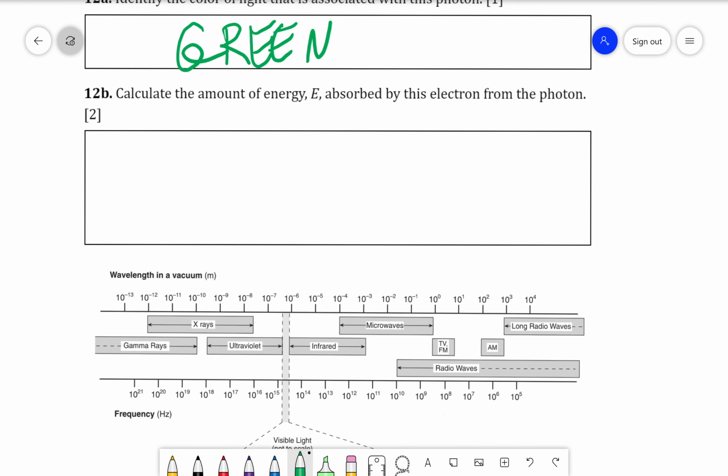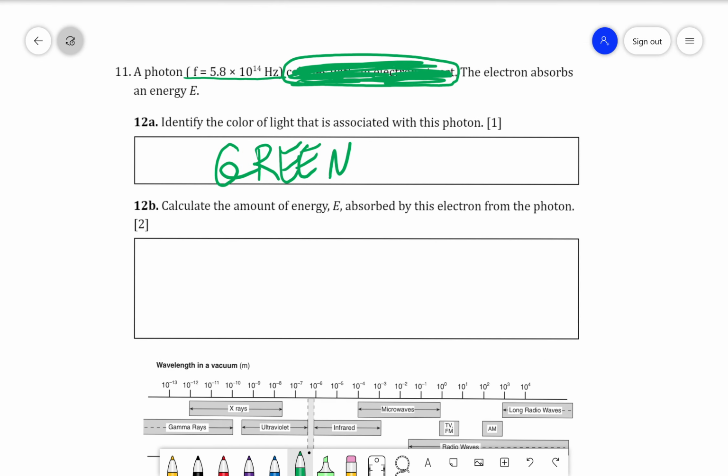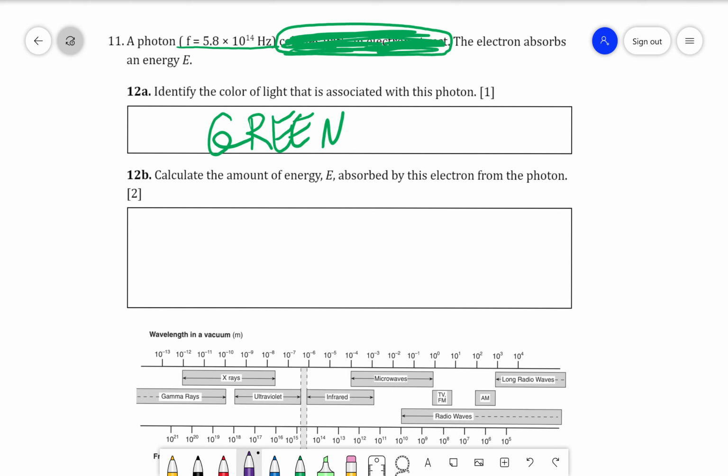Calculate the amount of energy E absorbed by this electron from the photon. Well, we know that the energy of a photon, E photon, equals Planck's constant times the frequency. Planck's constant is, as it's called, a constant. Right? It's given to you on the first page of your reference table. This thing right here, h, it's always going to be the same value. You look at page 1 of your reference table, you see it's equal to 6.63 times 10 to the negative 34th power joules times seconds. And the frequency is 5.8 times 10 to the 14th power hertz.